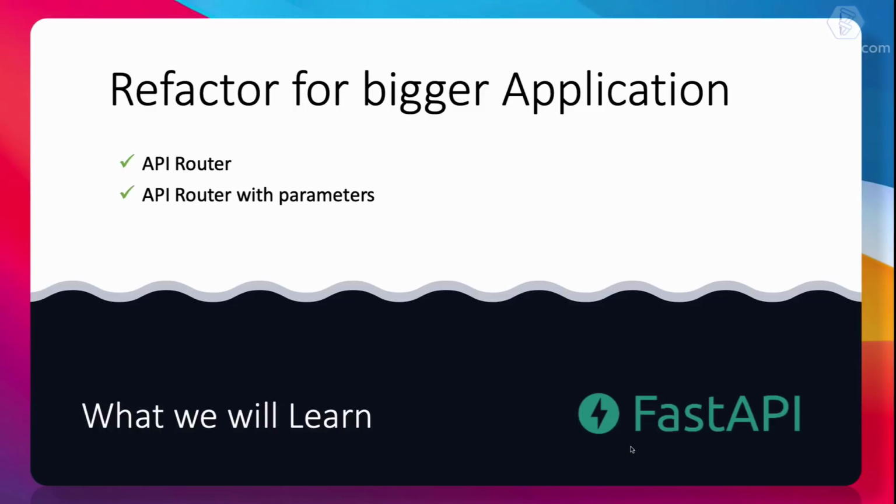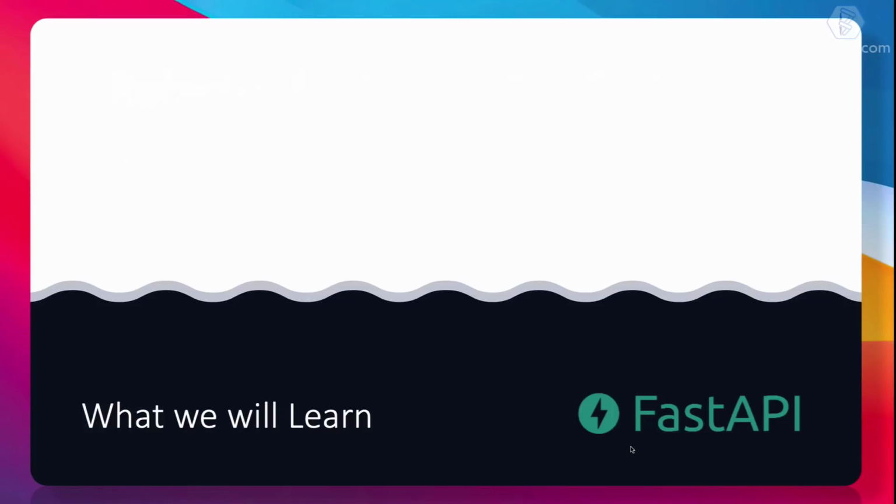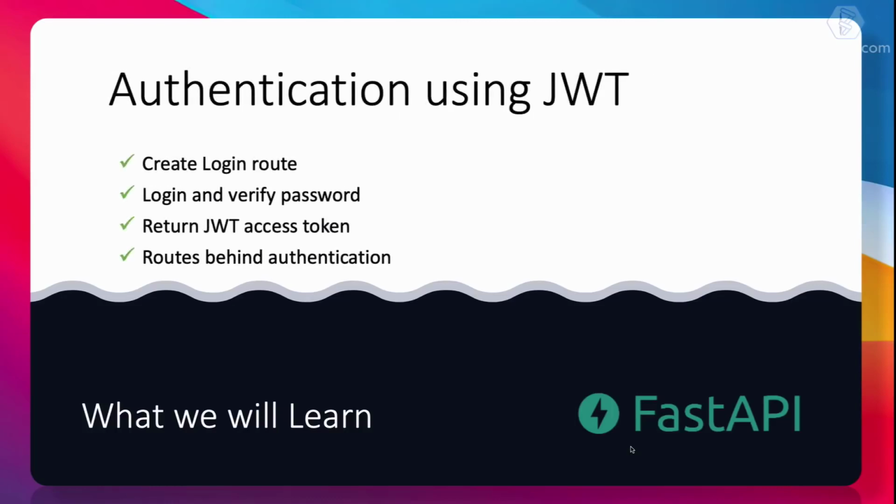Wherever we want, we write the code, but later we need to refactor it for the different things. First we will create the routers and then define some parameters for the routers. This is going to be a properly structured application. Next we will talk about the authentication using JWT.